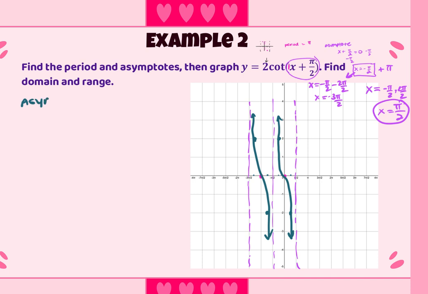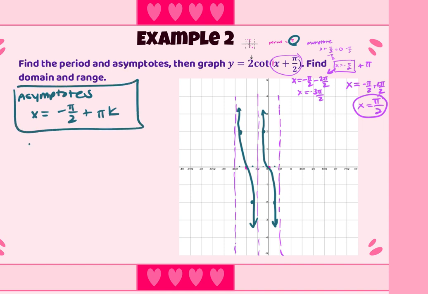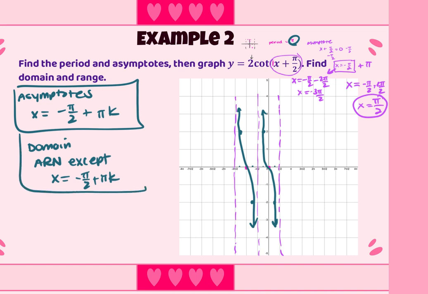The asymptotes are the first one I found. So x equals, the first one I found was negative pi over 2 plus the period times k. Period was pi, so pi k. Those are all the asymptotes. The domain is everything except that. All real numbers except where x equals negative pi over 2 plus pi k. And the range is all real numbers, or negative infinity to positive infinity.